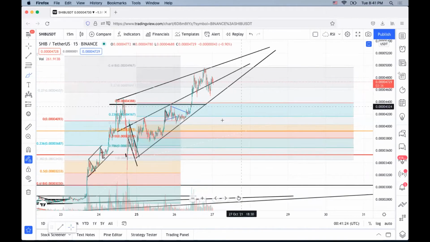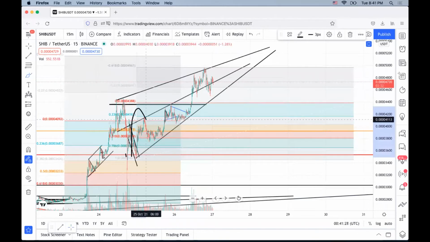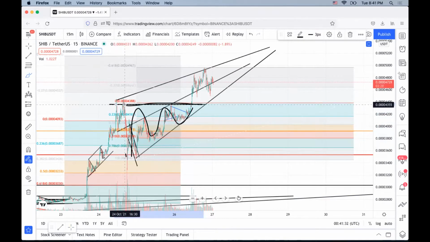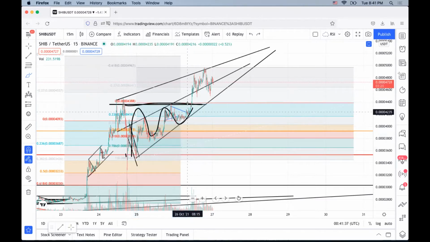And in yesterday's video, I did not see this at that time, but we actually did form an ascending triangle right here, as you can see. And this is the top of the triangle. So that is our support, or that was our resistance line, which now will act as a support line.